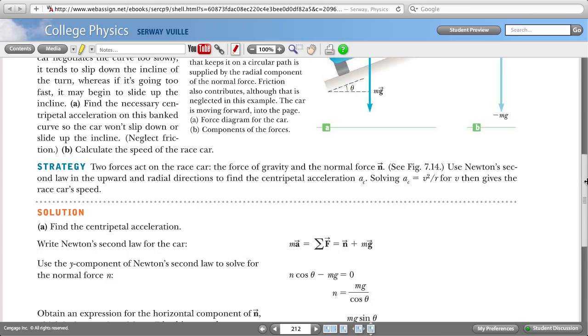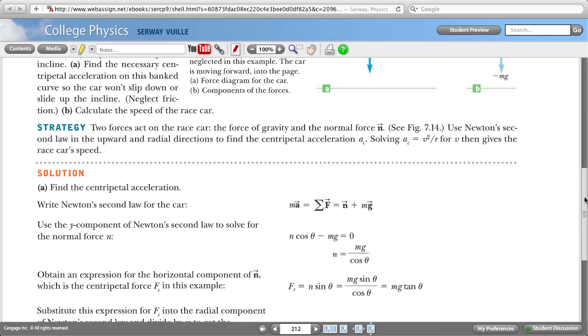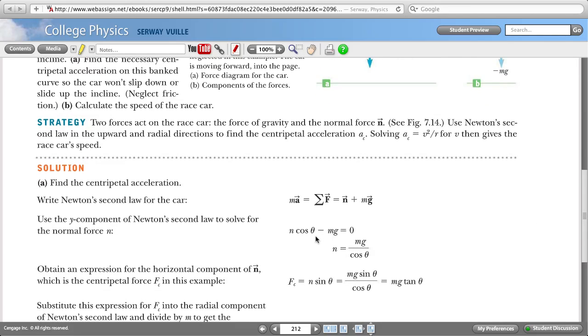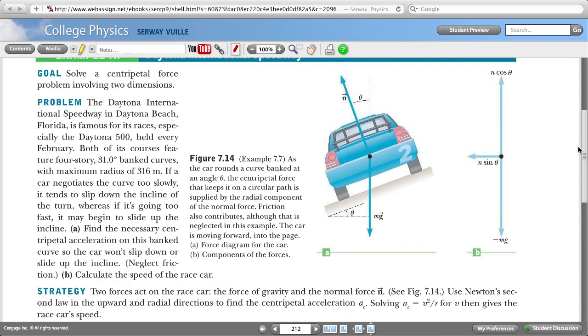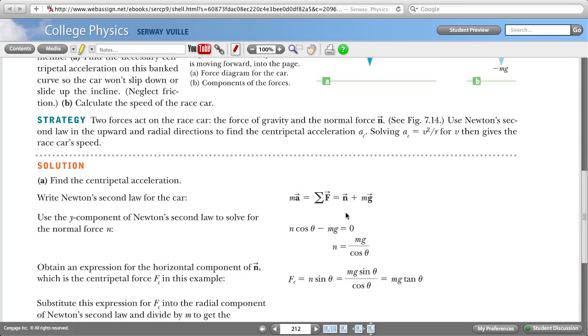The great thing about that is it gives us a formula for the normal force. It's mass times gravity over the cosine of theta. Now, in this particular problem, theta is 31 degrees, so we know everything that we need to know. We know the mass of the car, we know the gravitational force, we know theta, so we can calculate the normal force.